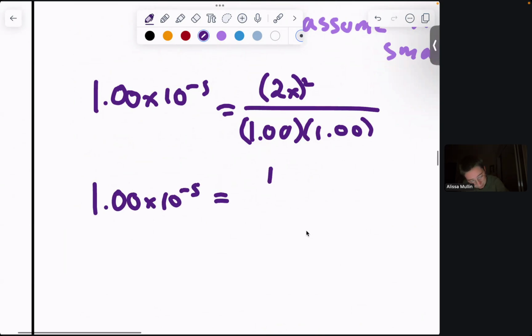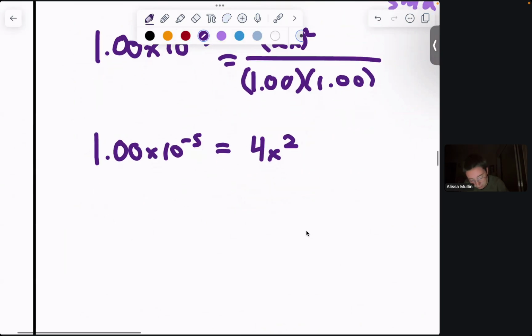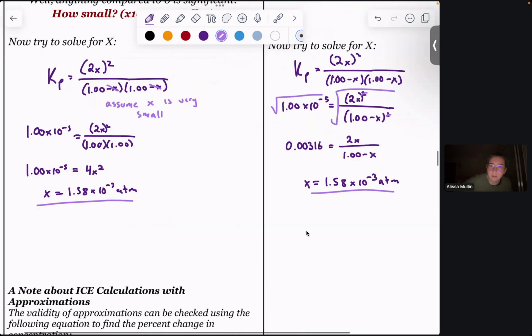All right. And then 2x squared is 4x squared, right? And then that's over 1. Divided by 1 is just the same number. So now this is equal to 4x squared. Algebra, x is equal to 1.58 times 10 to the negative 3 atm. Cool. So either strategy, both get you the same answer. Again, you will always be able to use one of these in this class. Never bother with a quadratic unless you really want to, I guess.